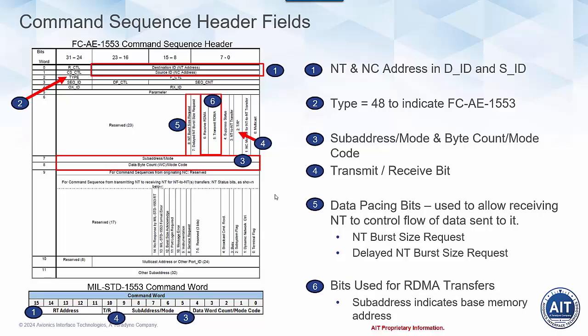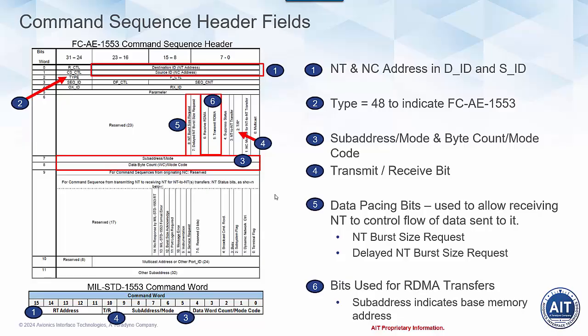Now we get into some of the different things, or the additional features or extensions that you're offered with FC-AE 1553 that you don't have in MIL-STD 1553. So the first thing is the concept of data pacing. So with standard 1553, as an example, if you're doing a network or a bus controller to remote terminal transfer, the way that happens is the bus controller is going to send a receive command word to the remote terminal, and then it's just going to immediately follow that with data words, a stream of data words that the remote terminal has to be ready to receive.